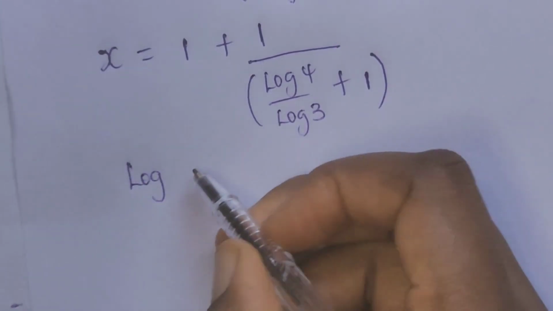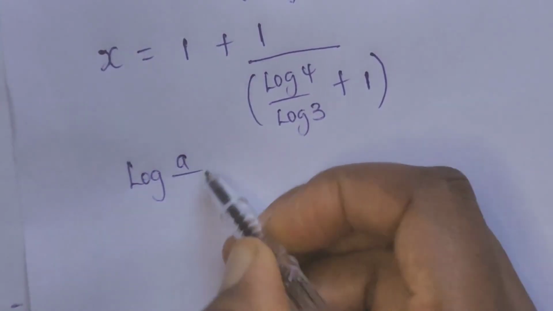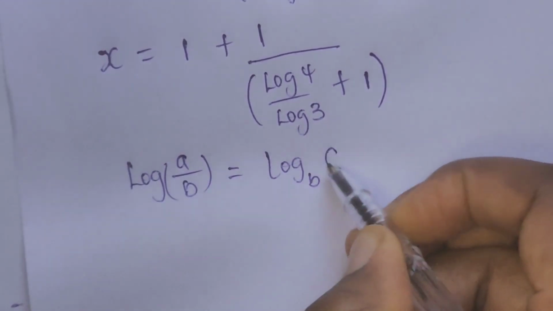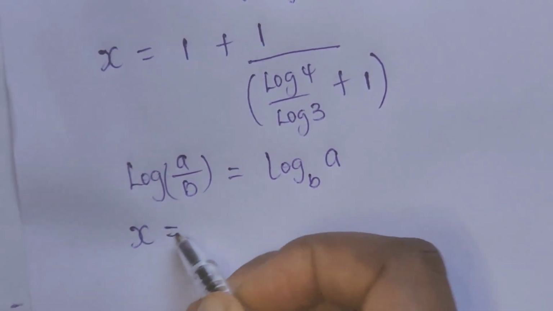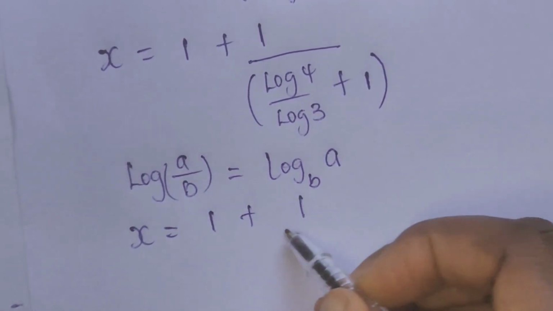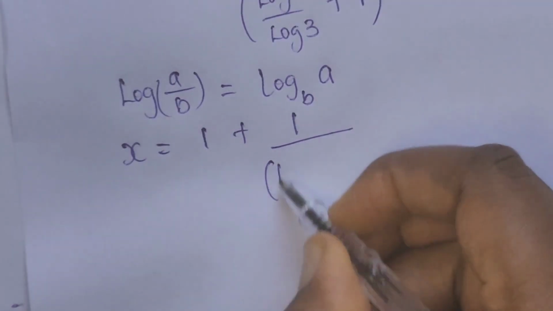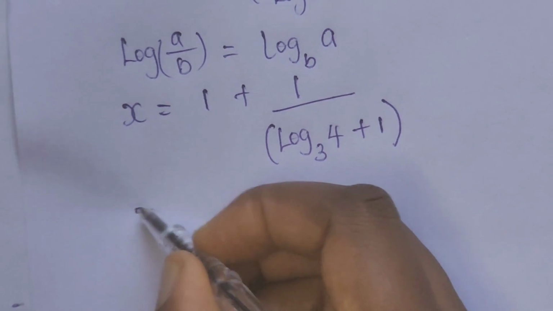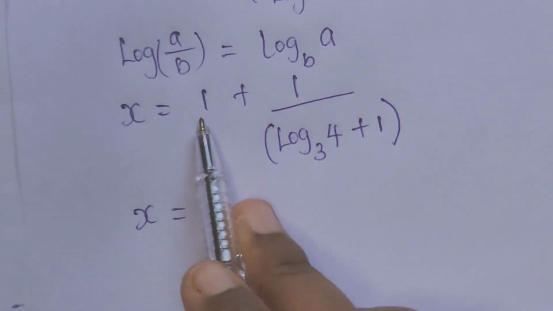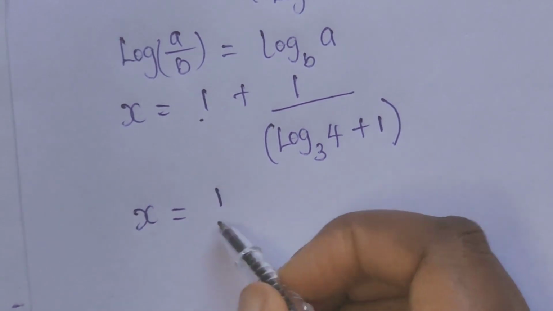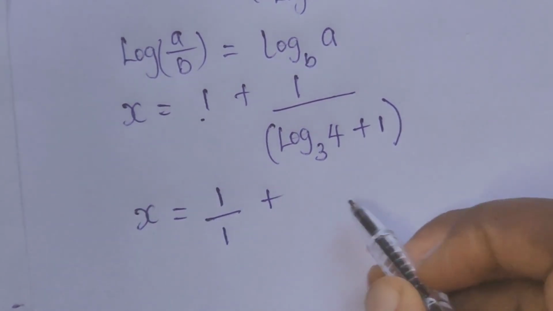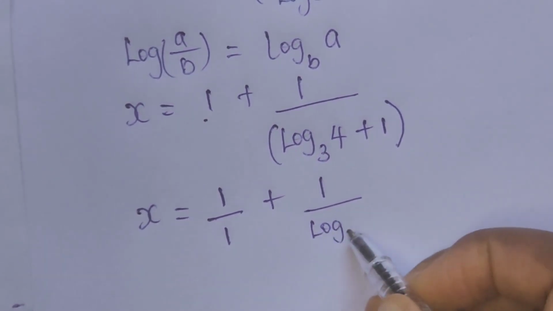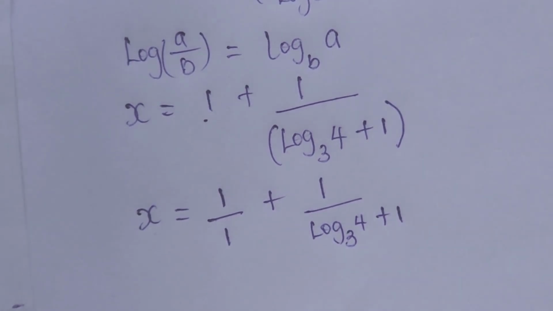When we have log of a over b, this implies log to base b of a. So our x is equal to 1 plus 1 over log to base 3 of 4 plus 1. So we have x to be equal to 1. Any number divided by 1 is the number itself. So we have 1 over 1 plus we have 1 over log to base 3 of 4 plus 1.